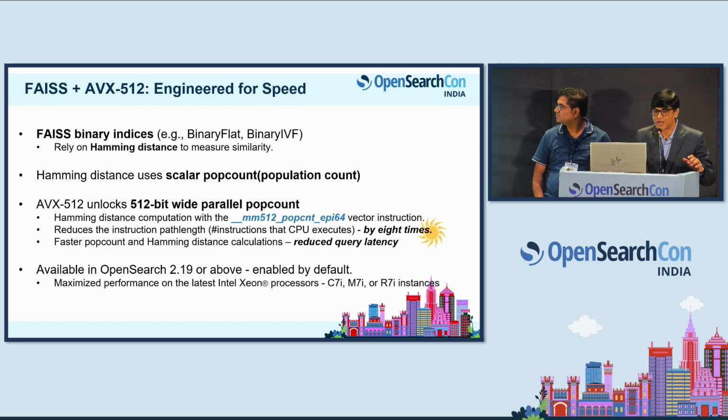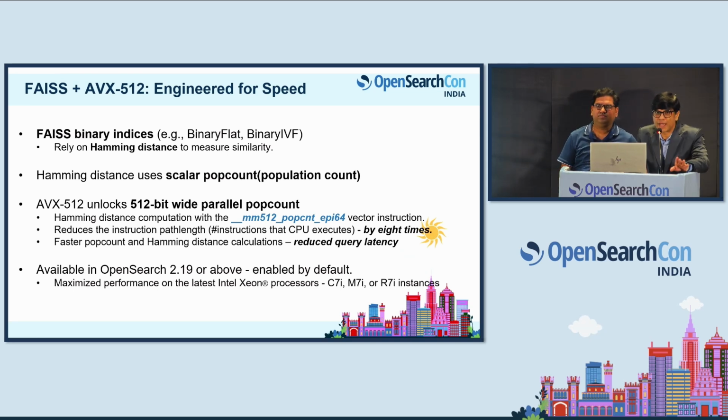Here I'm going to talk about how FAISS and AVX-512, that wider register support on x86, come hand in hand to offer you both performance and efficiency. As you know, FAISS supports binary indices, like binary flat and binary IVF.